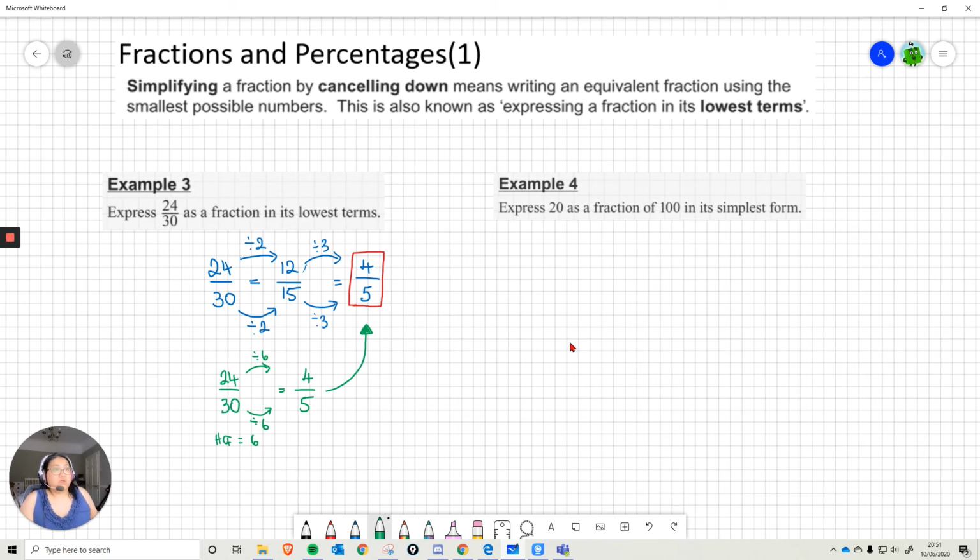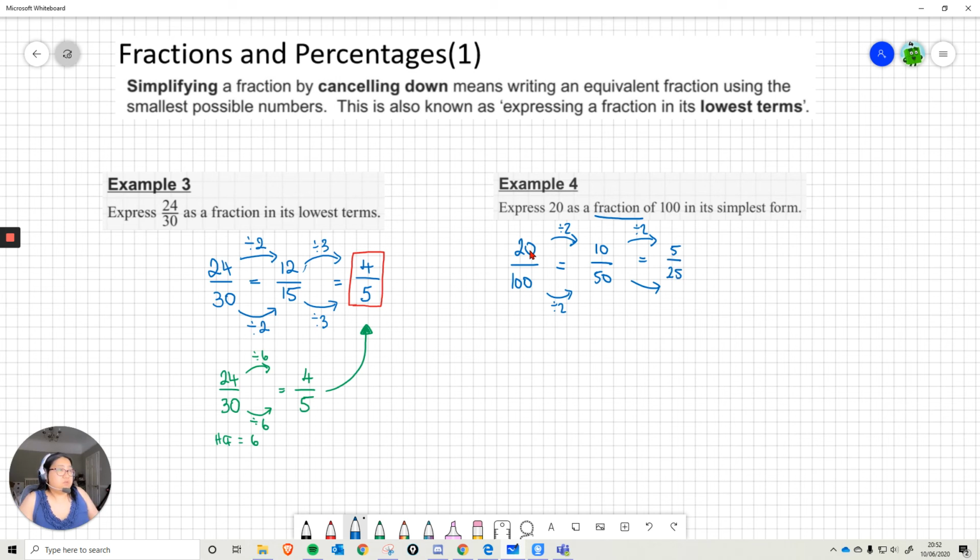Okay. Now in example 4, it asks us to express 20 as a fraction of 100 and in its simplest form. So the first thing I'm going to do with this question is write it as a fraction first: 20 over 100. And again, you can use that first method I showed you in example 3. You can halve it because both numbers are even. So I'm going to halve both of these and I'll get 10 over 50. And you can halve it again to get 5 over 25.